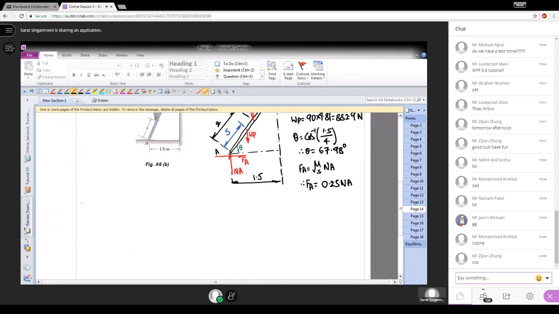Let us start writing the equations. Sigma Fy equal to 0 in this case will give us normal reaction Na minus 490.5 minus 147.15. These are weight of the layer and weight of the person, equal to 0. From this, the normal reaction is equal to 8.